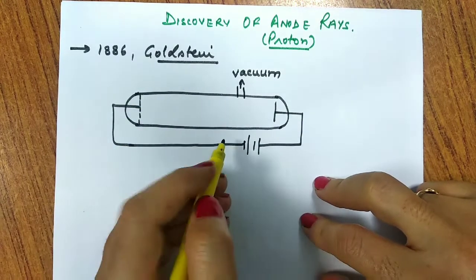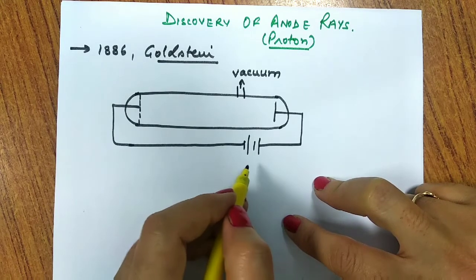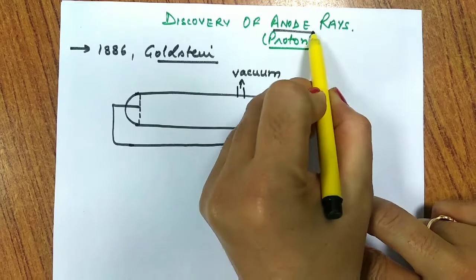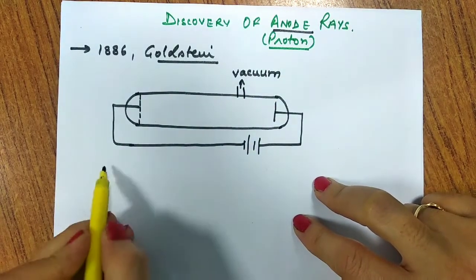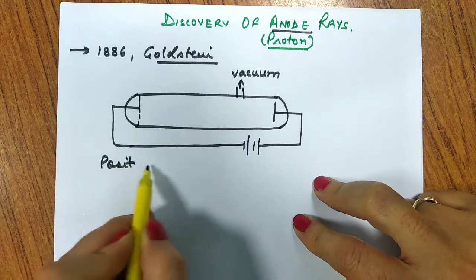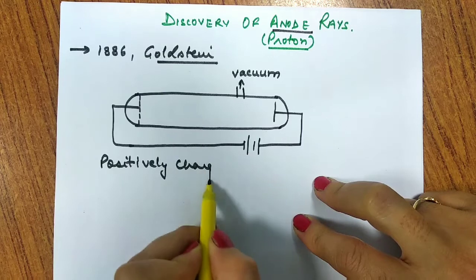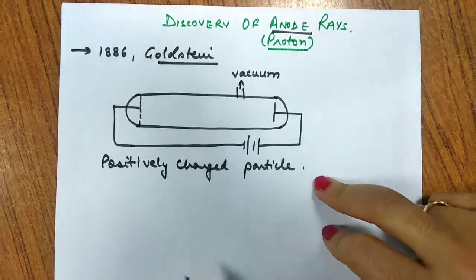On passing electric discharge at low potential, he observed a new type of rays behind the cathode. And he called these rays anode rays or canal rays. These rays consist of positively charged particles, which we call protons.